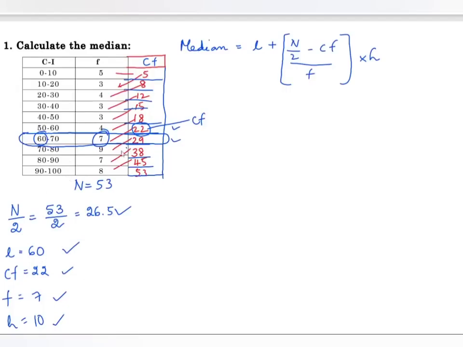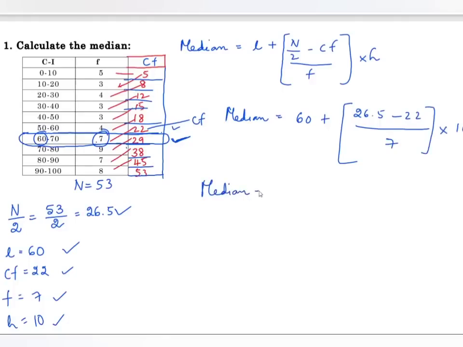How to find the CF? It is the value above the median class in the cumulative frequency column. Above this class is the cumulative frequency, and this is the F value. Now median equals, what is the value of L? L is 60 plus n by 2 value is 26.5 minus CF value is 22 by F is 7 into H is 10.